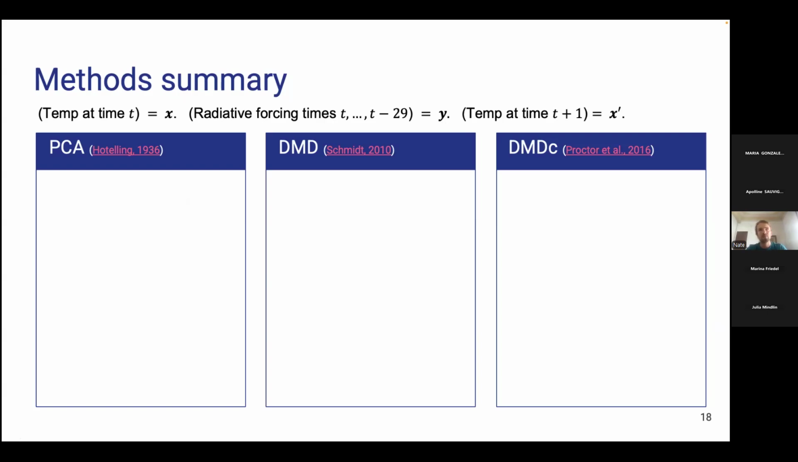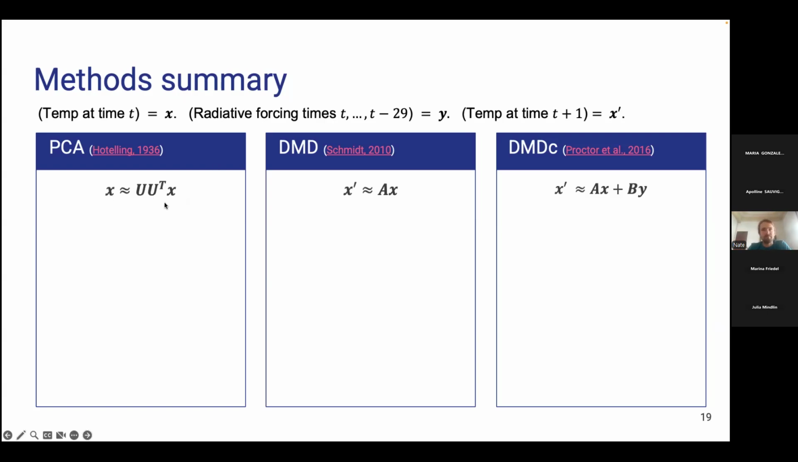We choose to do this time delay for the forcing because we know that some forcing agents don't have an immediate effect on surface air temperature. It takes more than 1 year for agents such as carbon dioxide to affect global surface air temperature. And then the temperature at time t plus 1, we'll just call x prime. So let's go through each one of these models.